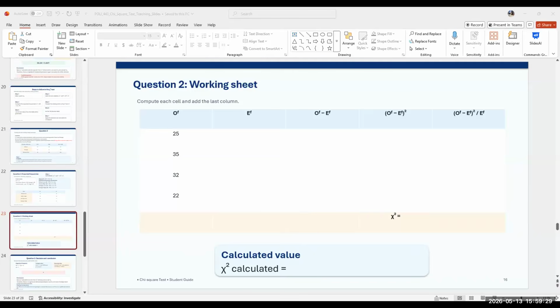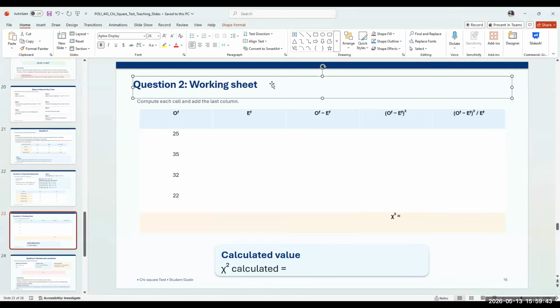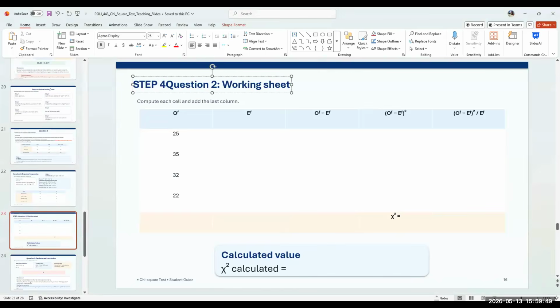Hello, Eddie. Yes, please, which one are we working on? I just joined, so I'm a little bit confused. We are on question 2, and currently we've gotten to step number 4, which is the working sheet. Is it chi-square? Yes, we are doing chi-square.